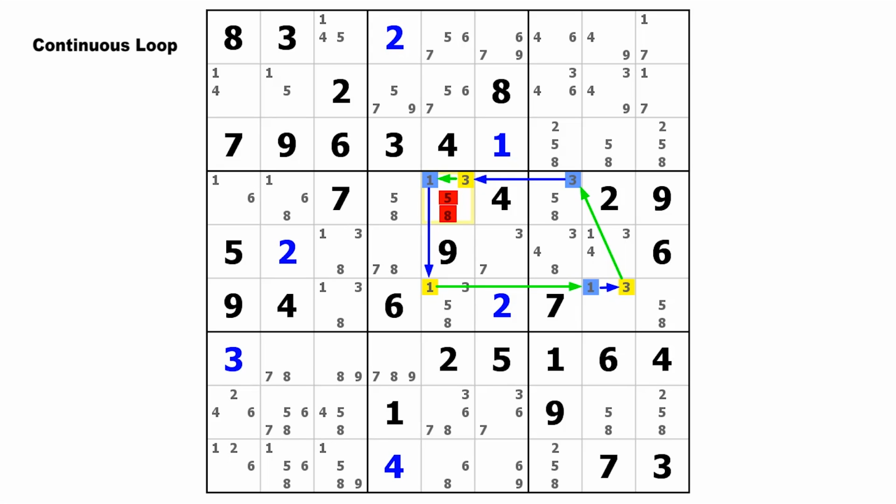Now remember, an AIC type 1 has to end with same digit candidates, and a type 2 has to end with different digit candidates that lie in 2 different cells.